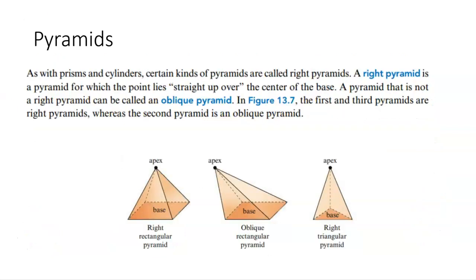So we could have a right rectangular pyramid, meaning it goes straight up, rectangular is talking about the base, and pyramid means it goes to an apex. We could have an oblique rectangular pyramid, meaning it moves toward the side, with a rectangle base, going to an apex. Or a right triangular pyramid, meaning it goes straight up, triangular meaning that's the base, and pyramid meaning it goes to a single point.